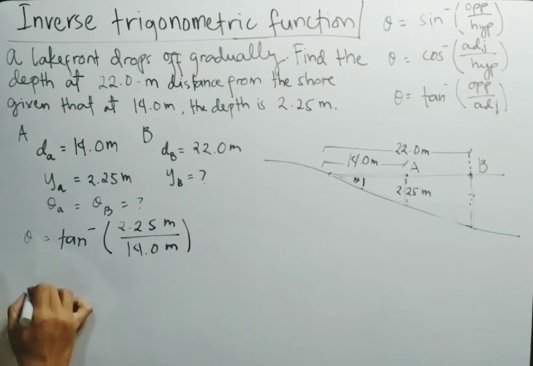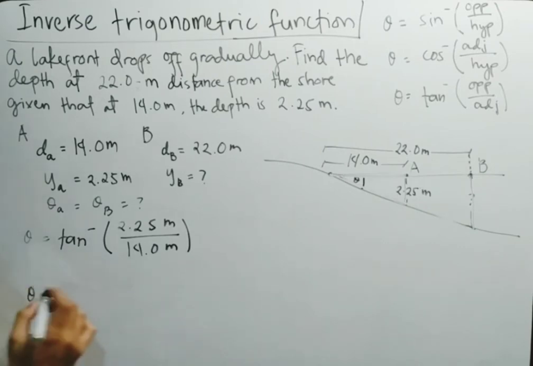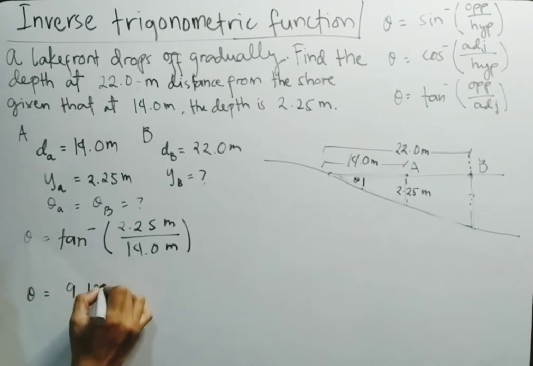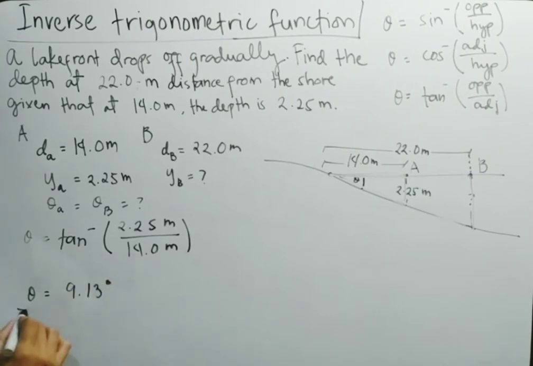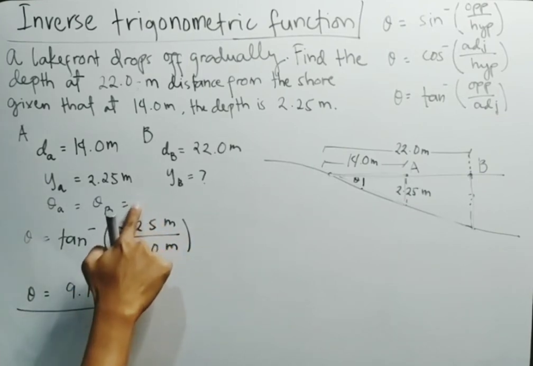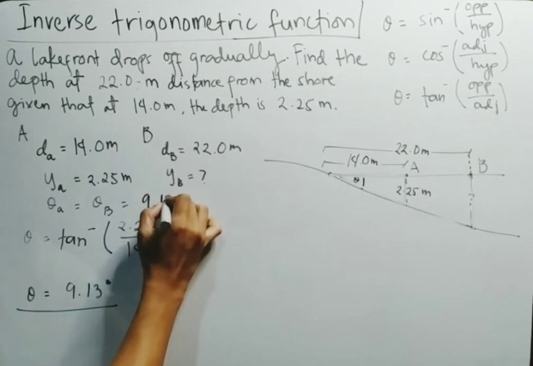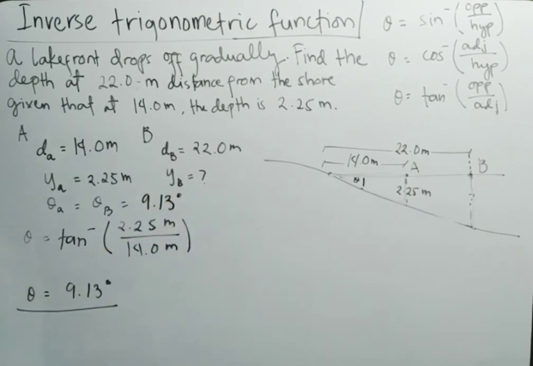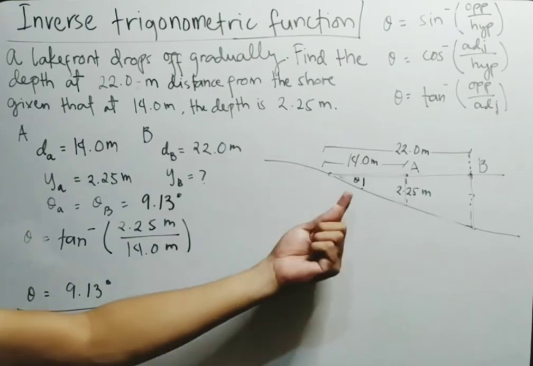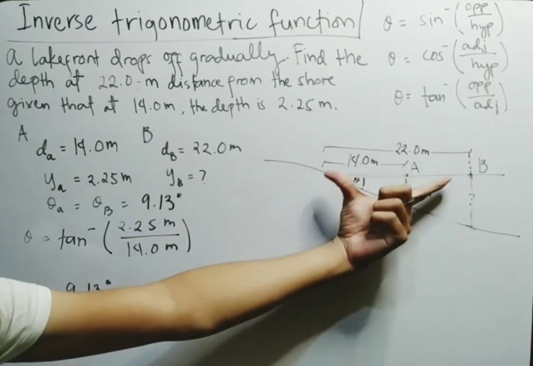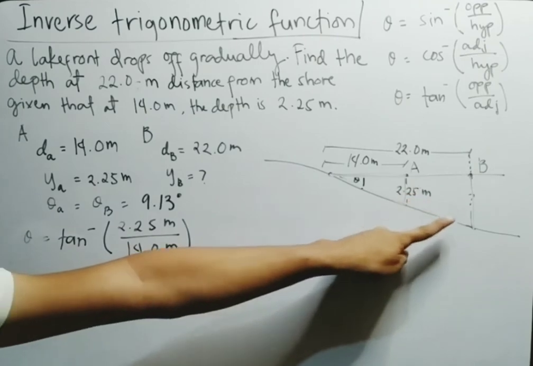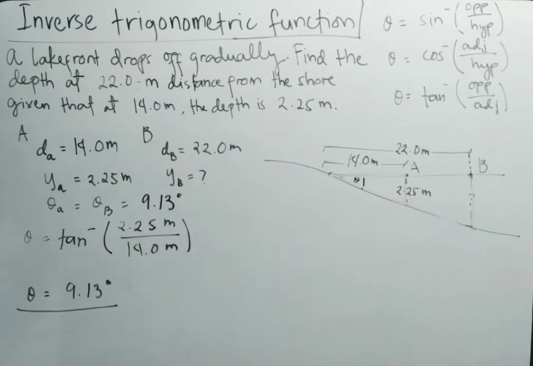Okay, so pag ilalagyan sa calculator, ang lalabas is about 9.13 degrees. Okay, so ito na yung ating angle. So let's write it here that this is 9.13 degrees. Okay, now alam natin yung angle. Alam natin kung gaano kalayo si B mula sa shoreline. Definitely, pwede natin makuha kung gaano ngayon kalalim sa location B using the normal trigonometric function.